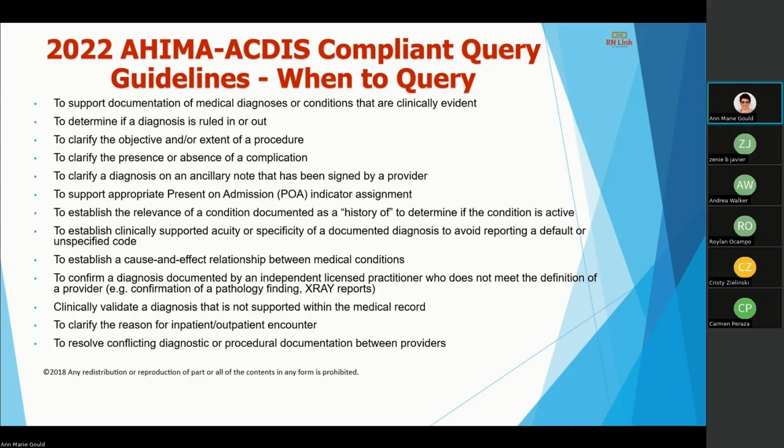You want to clarify the presence or absence of a complication. I've just mentioned an example of that. Also, clarify a diagnosis on an ancillary note that has been signed by a provider. An example of that would be pressure injuries. Your wound care team or the nurses within the organization I'm currently working for document the stages. We ask the providers not to document the stage and to leave it up to the wound care nurses. But we need the site and type listed by the provider in order for the coders to pick it up at the final coding.